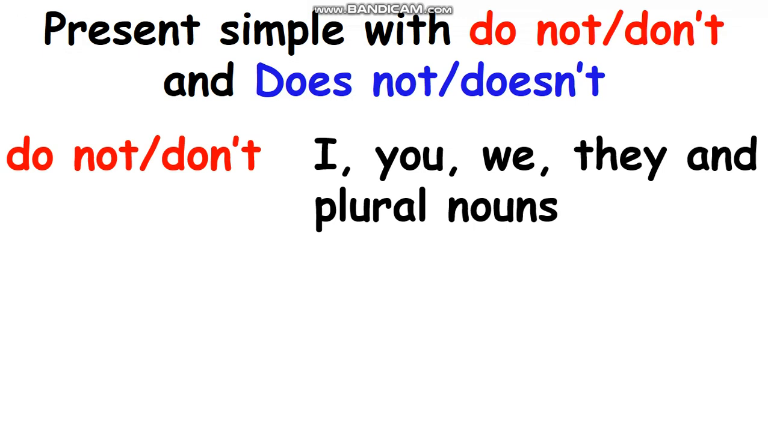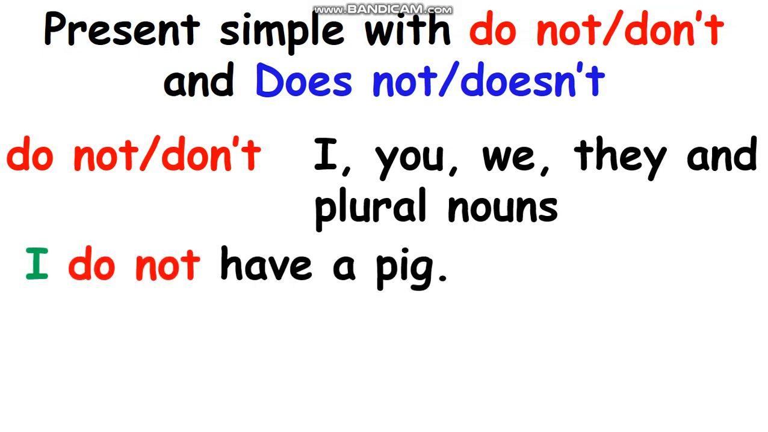What is plural nouns? Very good. Plural nouns are nouns that have more than one, right? So let's go to see the example. I do not have a pig. So I, we use with do, right? Do not means the negative sentence, right? I do not have a pig. It means you don't have a pig, right?